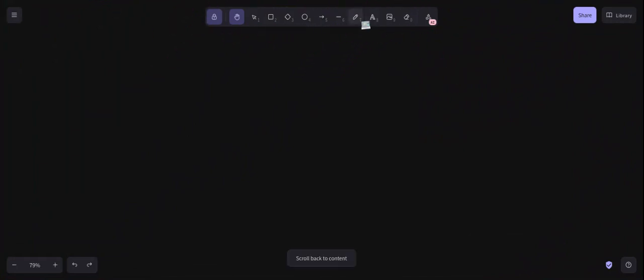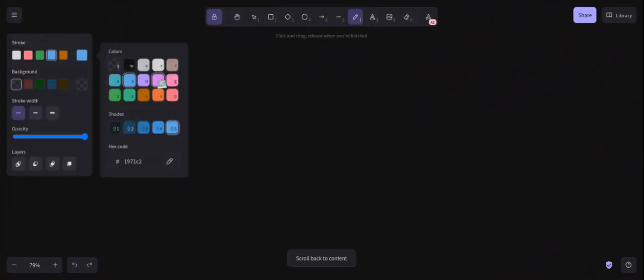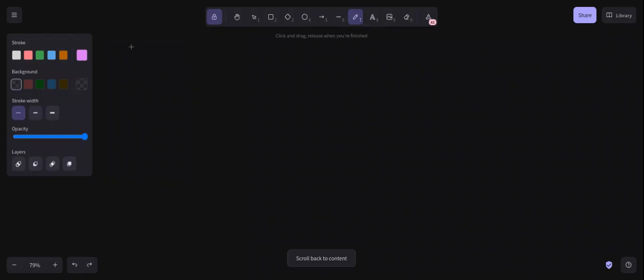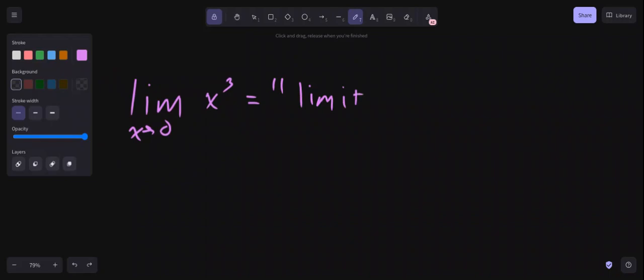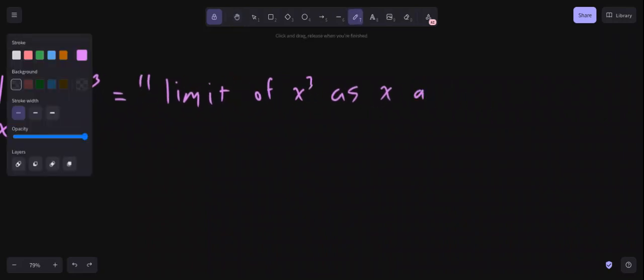Now, one last exercise I want to go over is knowing how to say some of these notations. So if I had the limit of x cubed as x approaches 0, this would be said out loud as the limit of x cubed as x approaches 0.